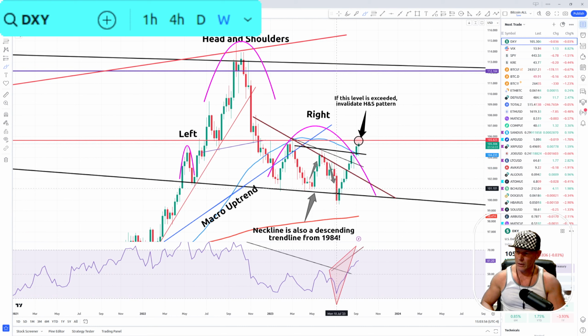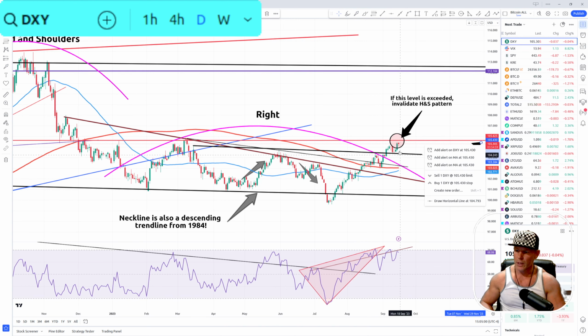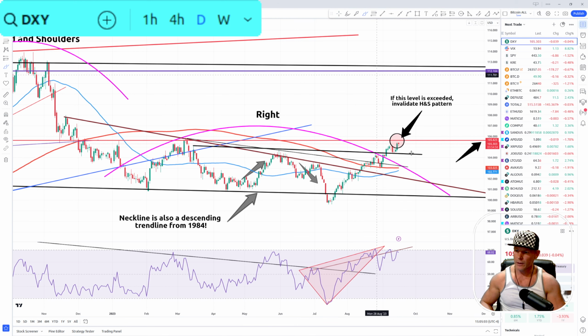The weekly candle went down and broke below this neckline that I have drawn from 1984, this trend line, and then the very next candle moved up and above. Because on the weekly it was not confirmed, I kept this head and shoulders intact and have been watching it since. Again, here on the daily, this level of 105.625 is very important. Should we exceed the level here on the dollar, should we absorb that price, then we can consider this head and shoulders pattern invalidated.